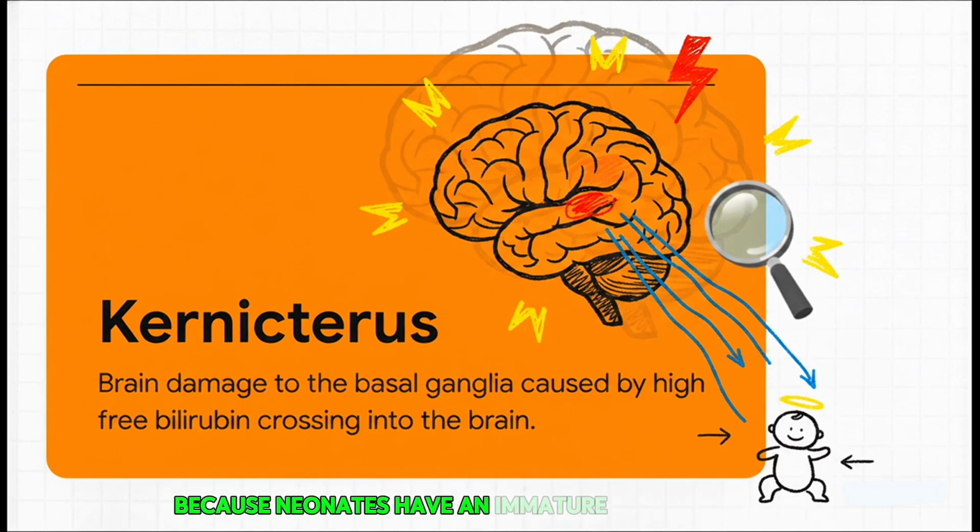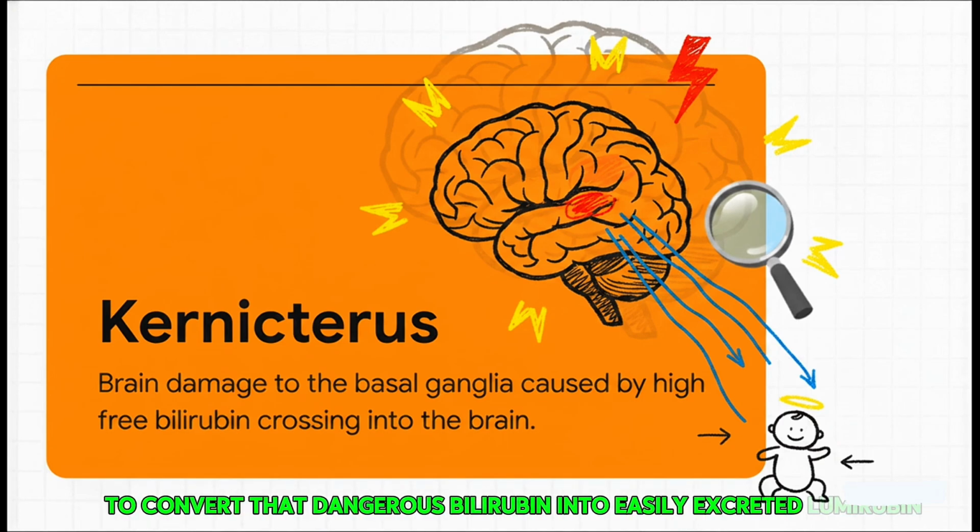Because neonates have an immature blood-brain barrier, those extremely high levels of free, unconjugated bilirubin, which remember is highly lipid-soluble, can cross directly into the brain tissue. If there's any asphyxia present, it damages the basal ganglia, causing a devastating and permanent condition known as kernicterus. This right here is exactly why we monitor neonatal bilirubin so aggressively on the pediatric ward, and why we use treatments like phototherapy to convert that dangerous bilirubin into easily excreted lumirubin.